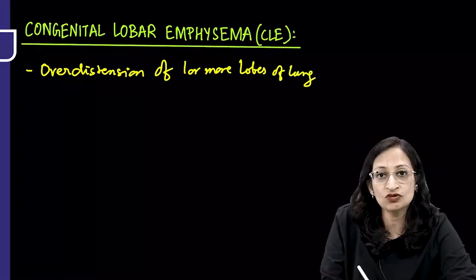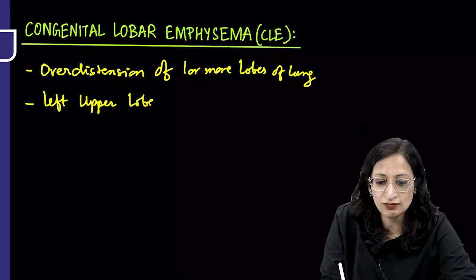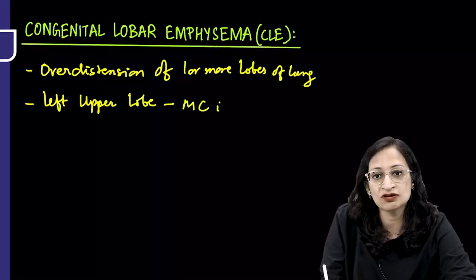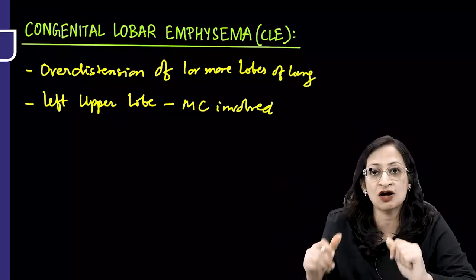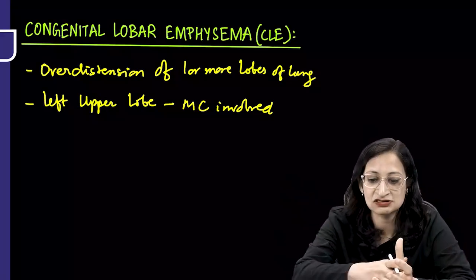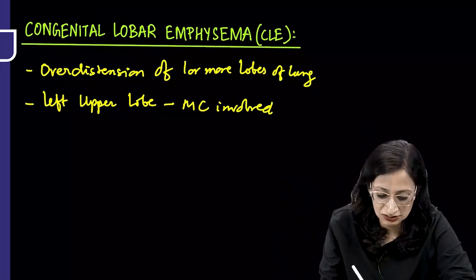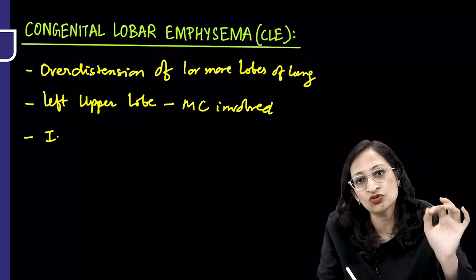Most commonly involved lobe is the left upper lobe. So the left upper lobe has been seen to be most commonly involved. There is overdistension of the left upper lobe, so the ipsilateral normal lobe gets compressed. Compression causes atelectasis or collapse.